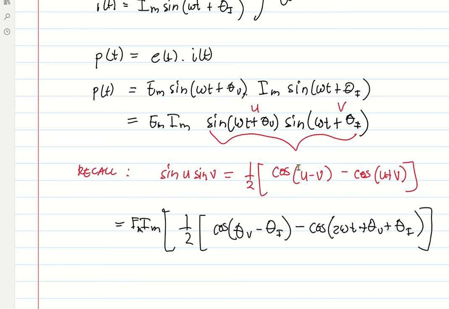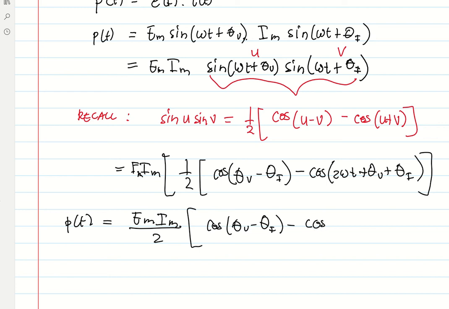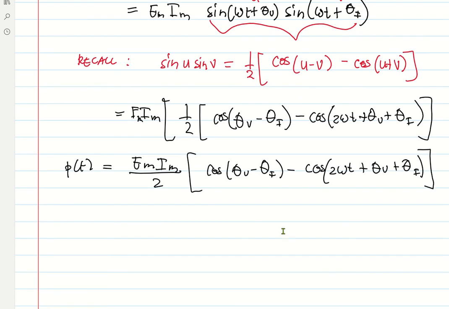If you simplify this, the instantaneous power will be equal to, we can put this 1/2 here, so it will become Em Im all over 2. Then we multiply it with cosine of theta v minus theta I, minus cosine of 2 omega t plus theta v plus theta I. And we can say that this is now our instantaneous power.